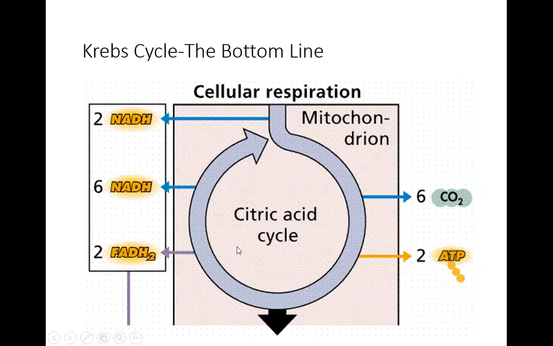Didn't make a lot of ATP. So far, if you're keeping score, we made 2 ATP net in glycolysis and 2 from the Krebs cycle, but we got a whole boatload of NADHs. Each one of these NADHs has high energy electrons. These are the high energy electrons.